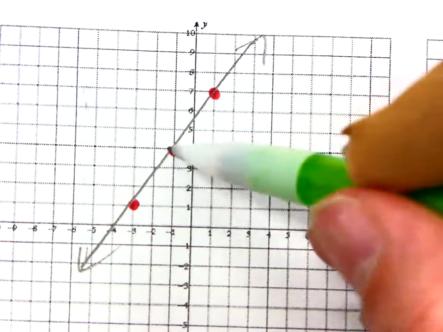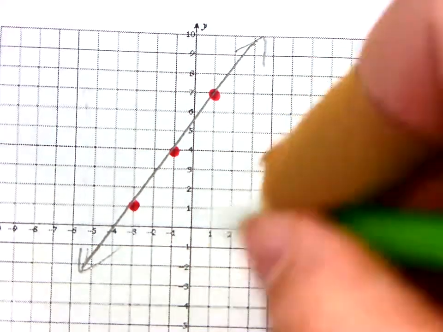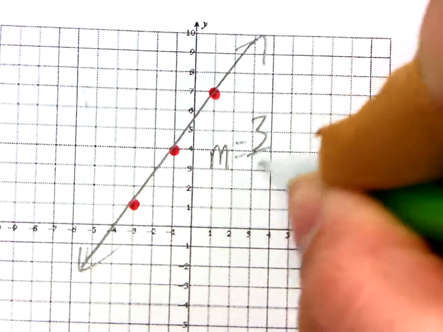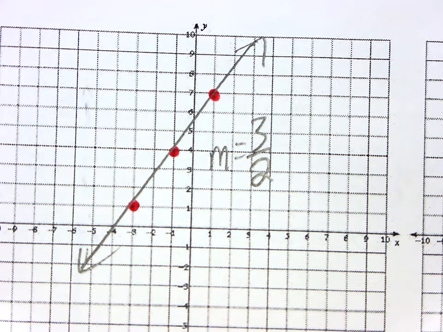3/2. Yes, I'm going up 3, to the right 2, up 3, to the right 2. So my slope is going to be 3/2. Is everybody okay with that?